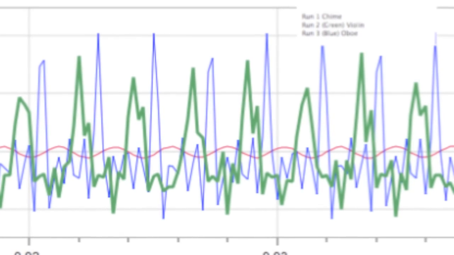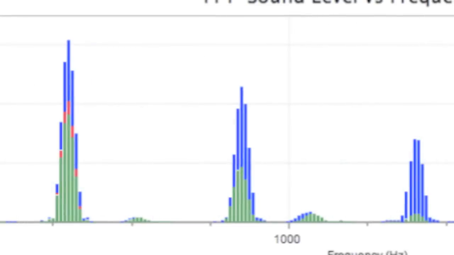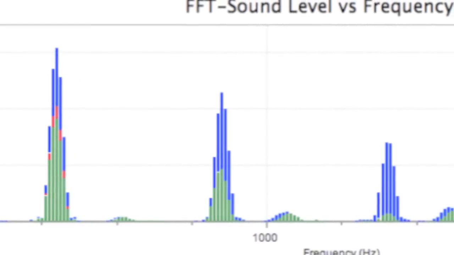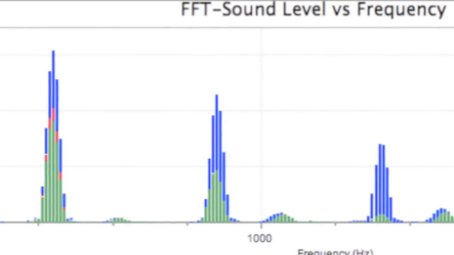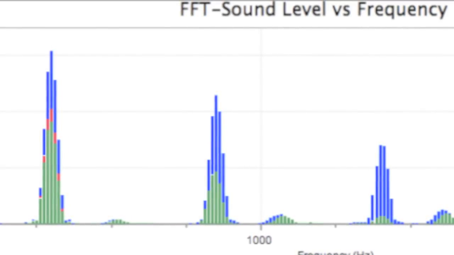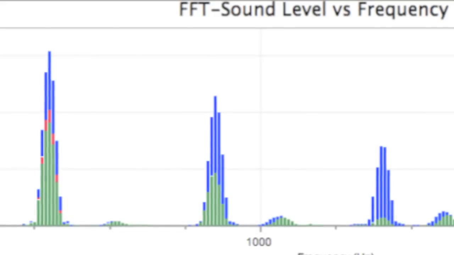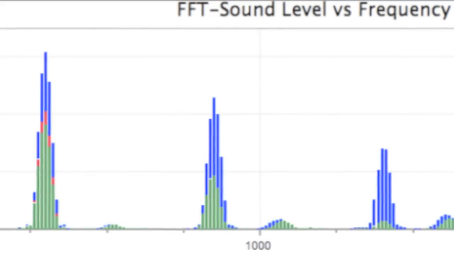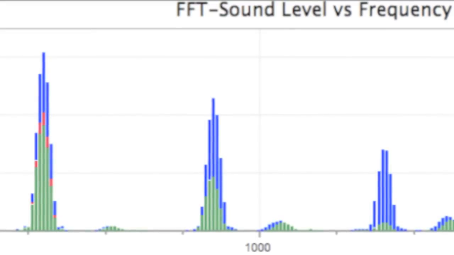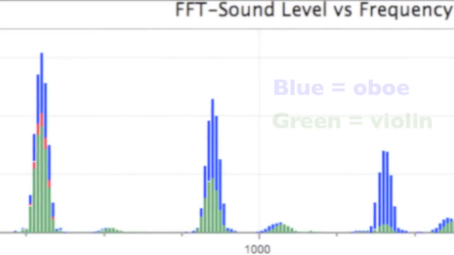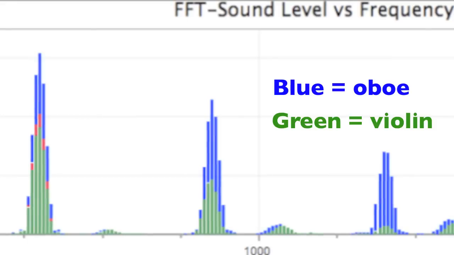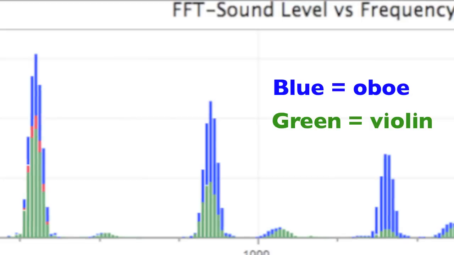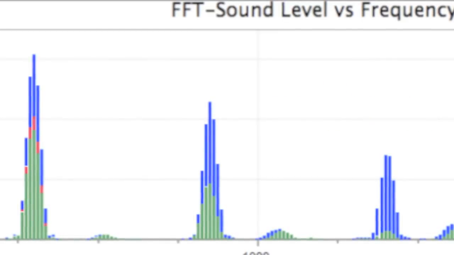And the other thing I noticed, looking at the bottom graph, is that the blue has a lot of higher peaks, and I believe that is what represents loudness. Am I correct on that? Yeah, the height on that bottom graph, on the FFT graph, shows you how loud that particular sound is. So the blue one has multiple tall peaks. That tells me that there are multiple notes that the oboe makes that are really, really loud.